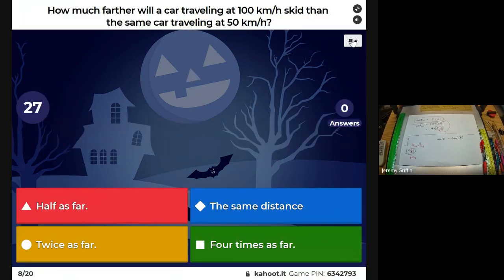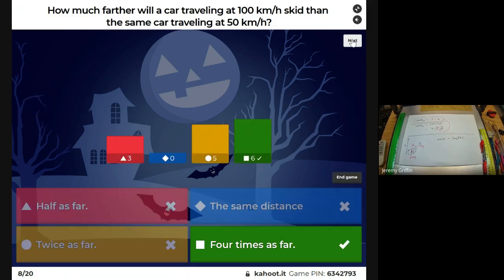How much farther will a car traveling 100 kilometers per hour skid compared to one going at 50 kilometers per hour? That's to say, if you double your speed, what happens to your stopping distance? Double the speed, the stopping distance would be 4 times as far. Right. You've got 4 times the stopping distance.